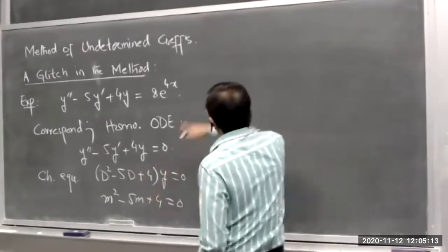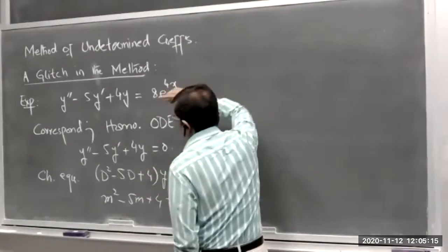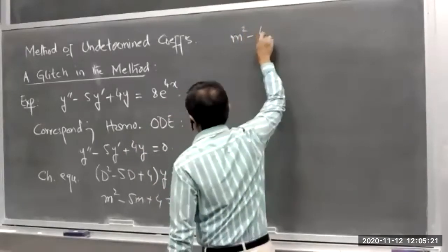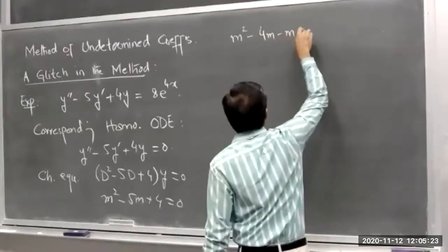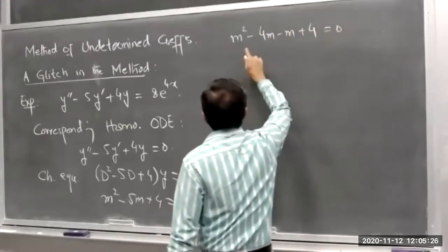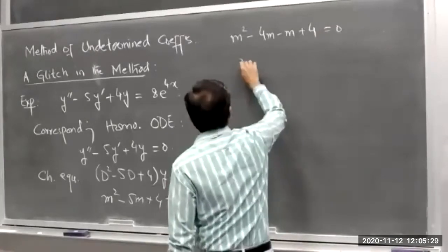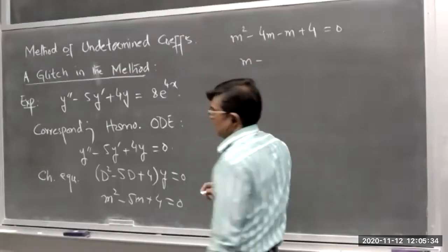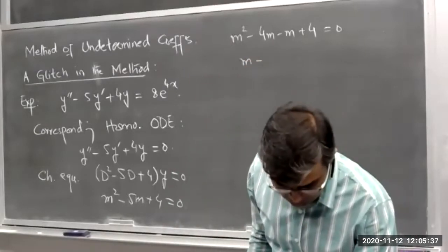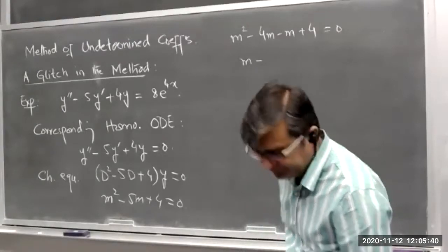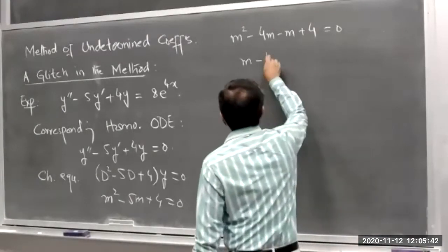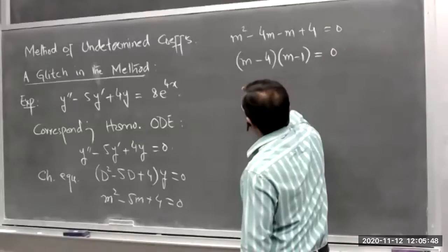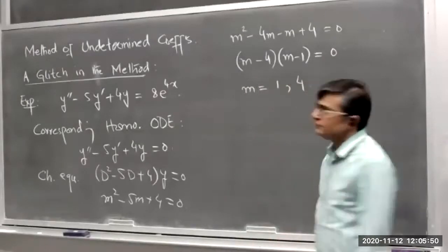Now, we can factorize this characteristic polynomial, and we can write m square minus 4m minus m plus 4 equal to 0. So we can write (m minus 4) into (m minus 1) is equal to 0. So the roots are m is equal to 1 and 4.